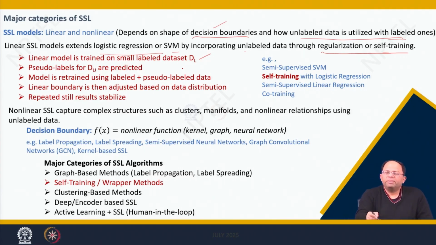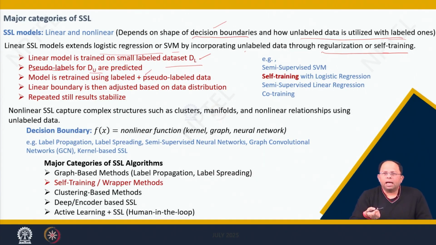Usually we train it on the labeled data, and then the pseudo labels for DU are predicted using the rules that we get from the previous labeled data. That means the decision boundary, or the equation we get from doing a regression using this labeled data, we use to also predict all the unlabeled data. After the prediction, we call them pseudo labels.